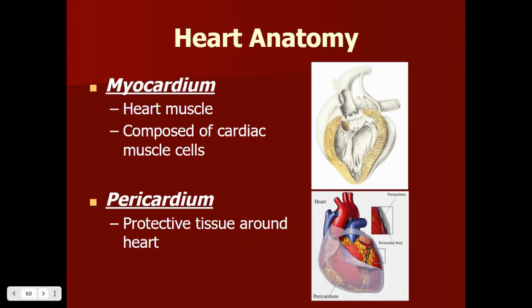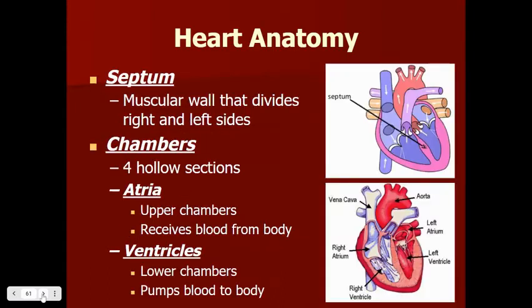The myocardium is what we actually call the heart muscle, and it's composed of special cells that are called cardiac muscle cells. The pericardium is a protective tissue that's around the heart. The septum is a muscular wall inside the heart that divides the heart into left and right sides. The right and left sides of the heart do completely different jobs. And so there's no mixing between the right and the left sides of the heart.